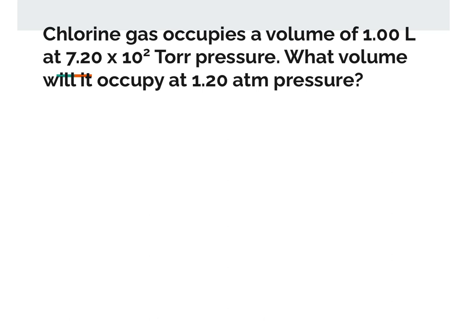So let's try one more practice one together. So here we have chlorine gas. It's occupying a volume of 1.0 liter at 7.20 times 10 to the second torr. What volume? So that's V2. We have V1. We have P1. We're trying to find the second volume if we change the pressure to 1.20 atmospheres, okay?